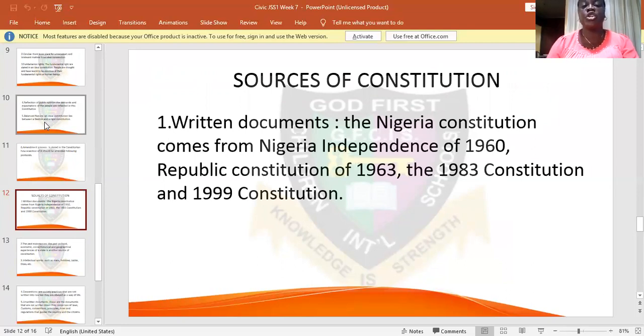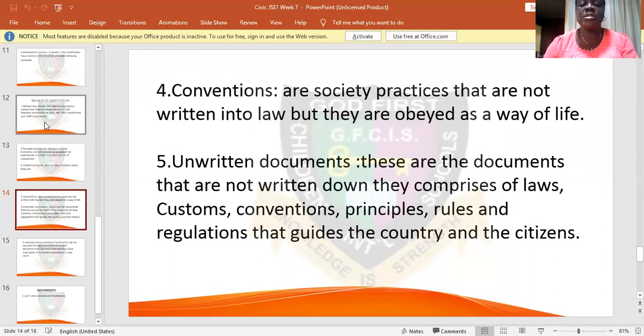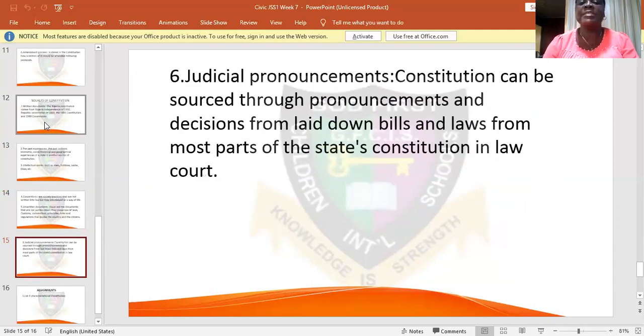Sources of constitution: we have written constitution, past experiences, intellectual works, conventions, unwritten documents, and judicial pronouncements.